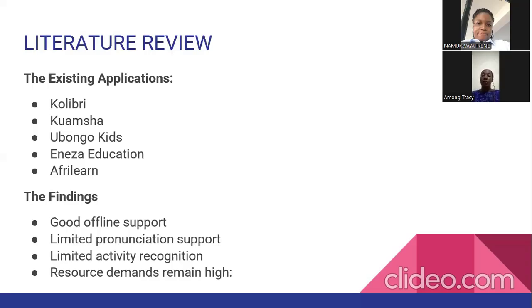So moving on to the literature review. So the literature review basically highlights the other applications that exist in the educational scope or that facilitate learning for the different age brackets. So one is Colibri, we have Kwamsha, Ubongo Kids, Eneza Education, and AfriLearn.